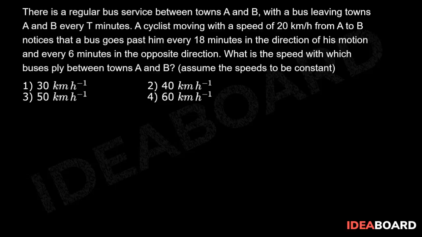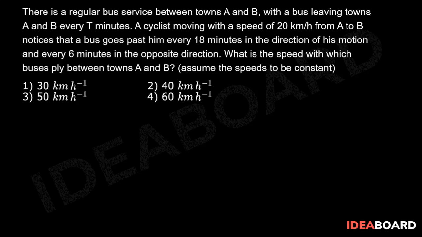There is a regular bus service between towns A and B, with a bus leaving town A and B every 10 minutes. A cyclist moving with a speed of 20 km per hour from A to B notices this bus goes past him every 18 minutes in the direction of his motion and every 6 minutes in the opposite direction. What is the speed at which buses ply between towns A and B? Assume the speeds to be constant.